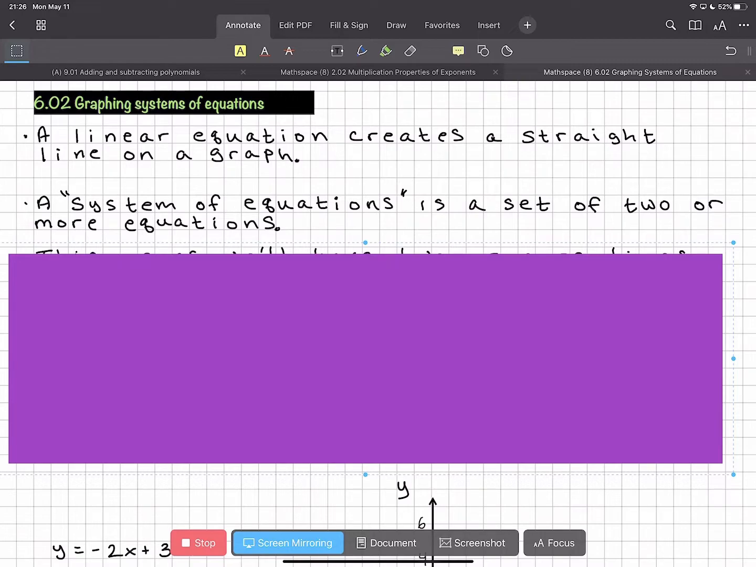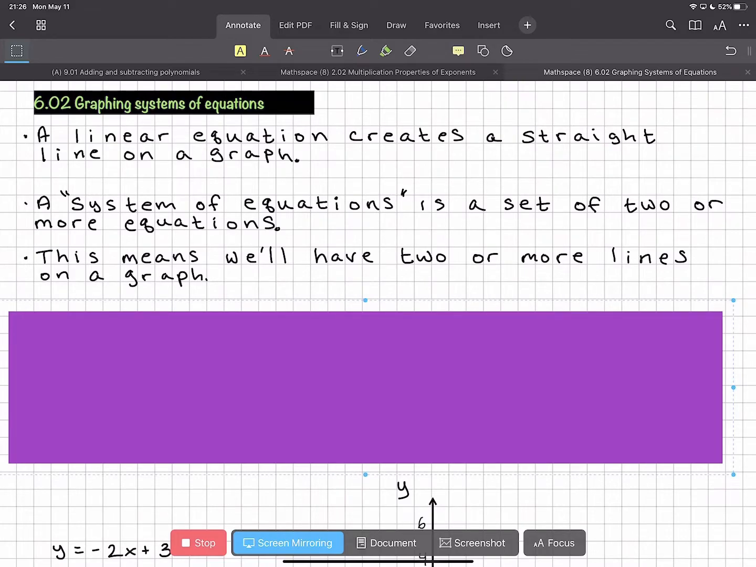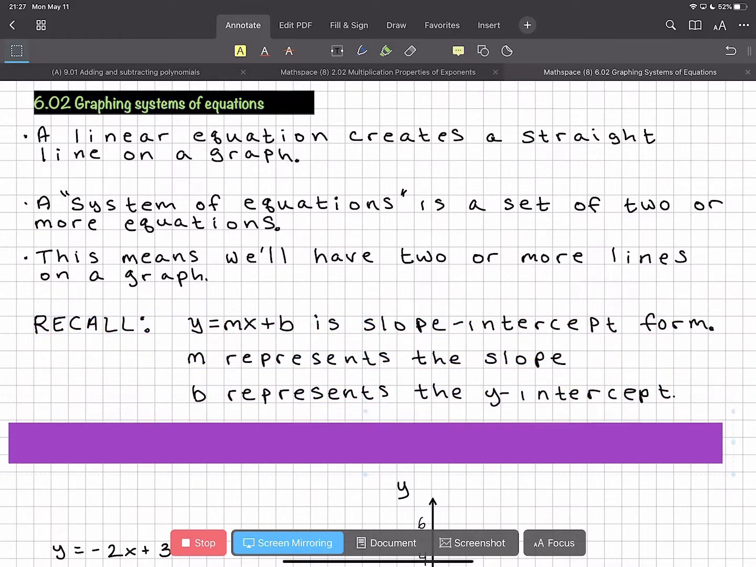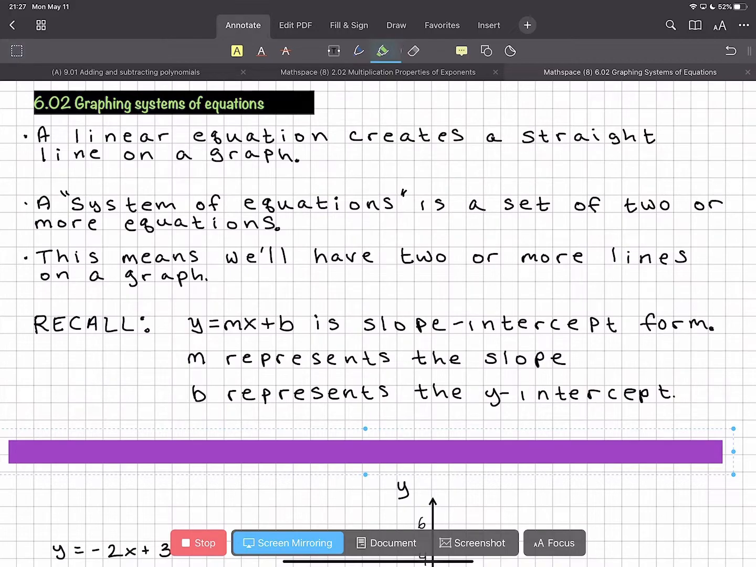Now, if we have two or more linear equations, when we graph them, that means we have two or more lines on a graph. We recall from earlier in the year something called slope-intercept form, which is y equals mx plus b. The m variable represents the slope, which is the steepness of the line, and the variable b represents the y-intercept, which is where the line crosses the y-axis.